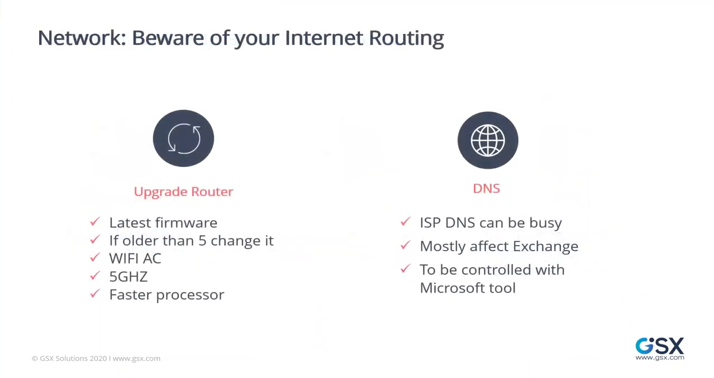So the last point is the DNS. You should check as well the DNS resolution and performance for your remote offices, but also for your users that can have issues. So the first point is, generally speaking, the DNS does not impact Teams because it's using unicast, but it can really impact Exchange and other workloads.